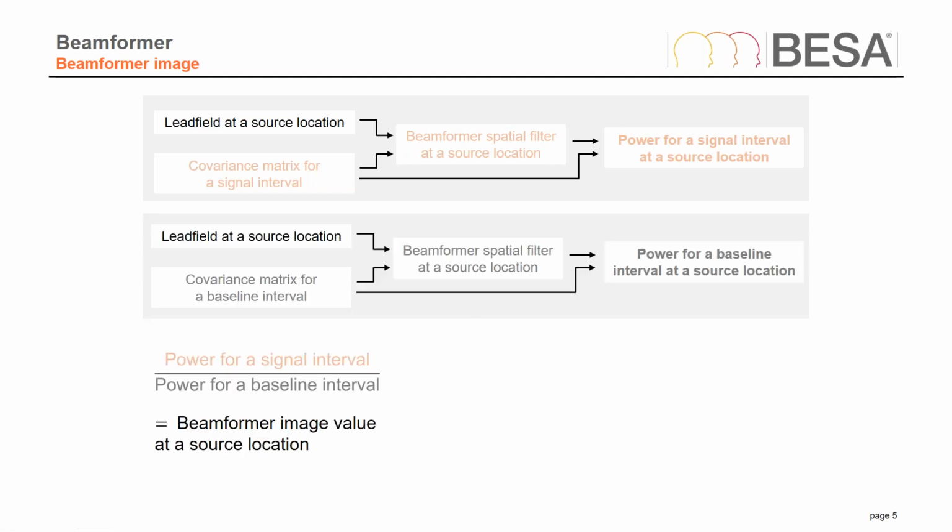And now I can do the same for a reference interval, which is, for example, the baseline interval. This also gives me the power for the baseline interval for the same source location. Now I divide the power over the signal interval by the power over the baseline interval. And I have the final beamformer image value at my source location. And then, scanning over the complete source space, I can compute the beamformer image over the brain.